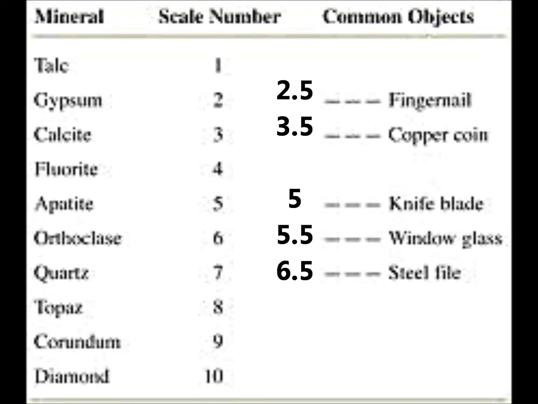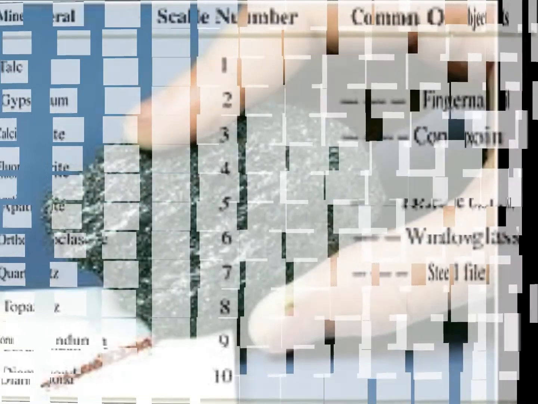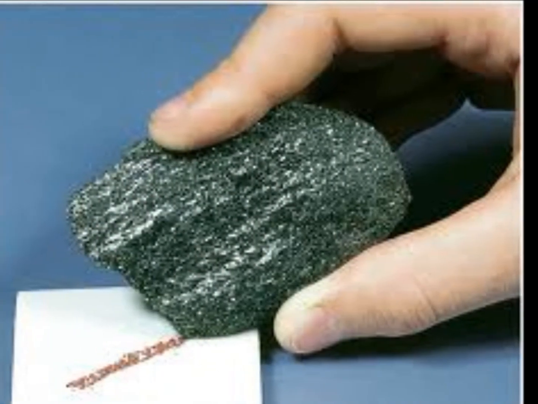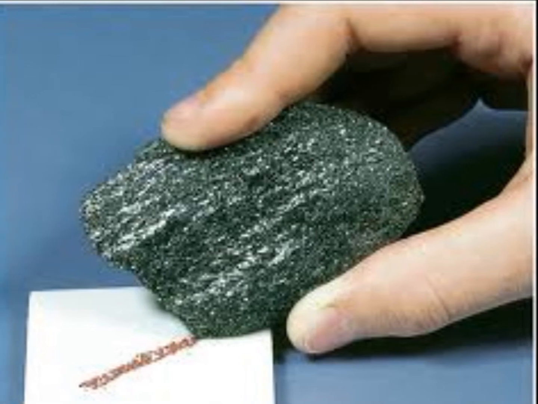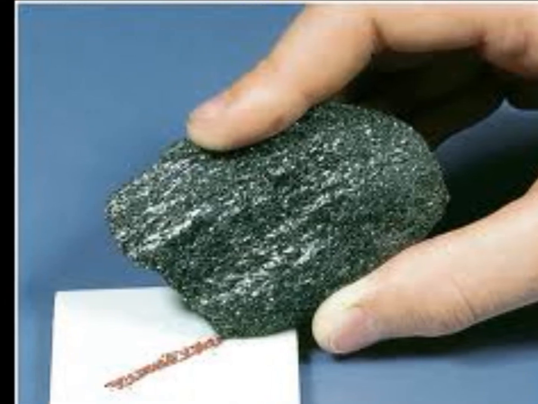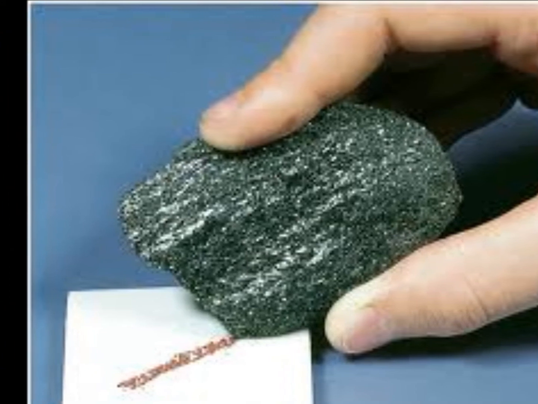There are other methods we can use to narrow down our mineral's identity too. We can use a streak test. Different minerals will leave different colored streaks when they're drawn across unglazed tile. Hematite, for example, will leave a reddish-brown streak.